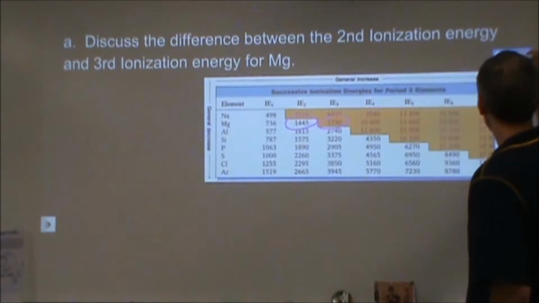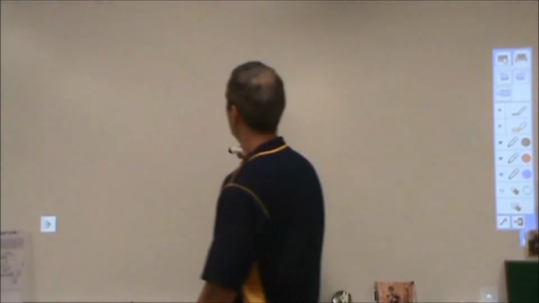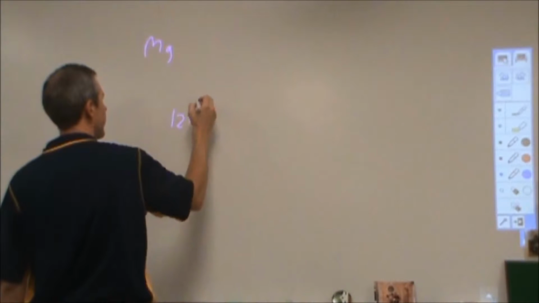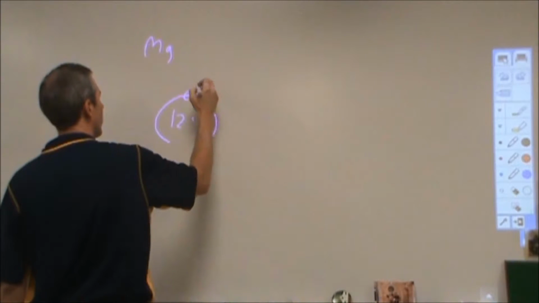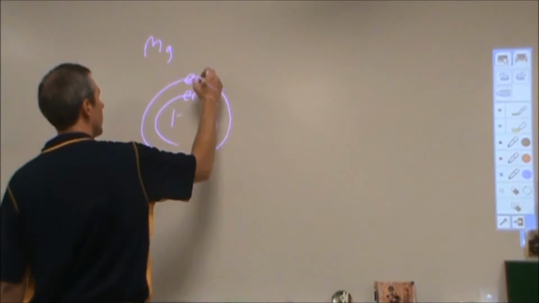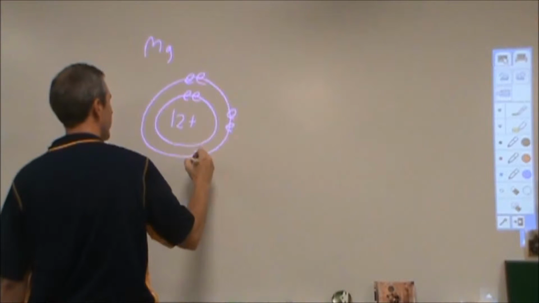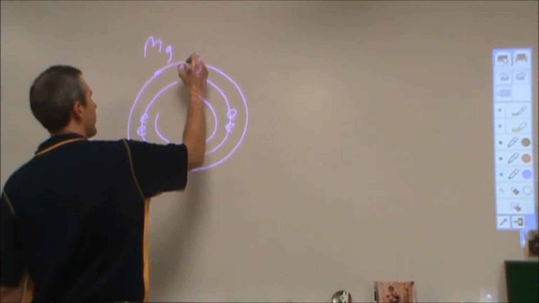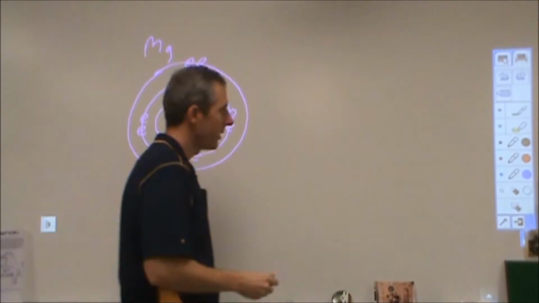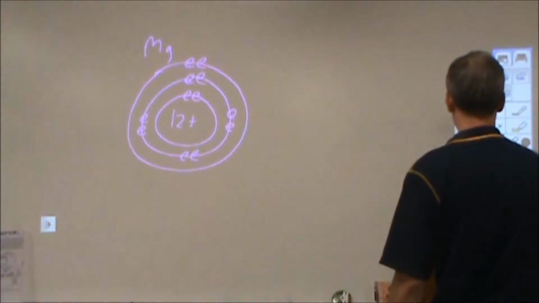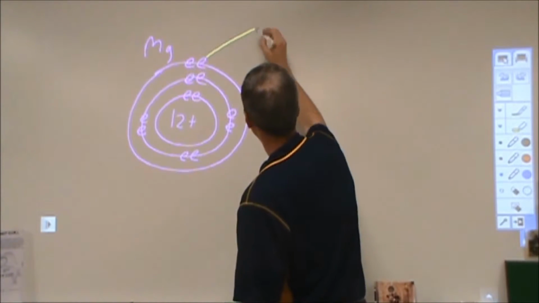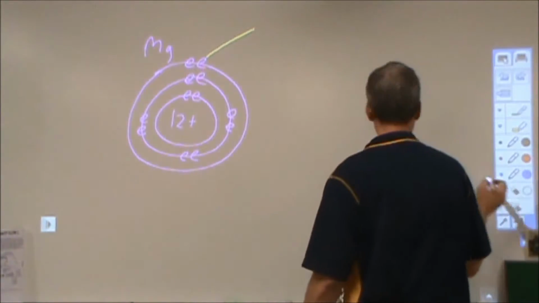An easy way to look at this is to do Bohr models for magnesium. So that's 12 protons. We have our 1s2, our 2s2, 2p6, and our 3s2. Then we start to analyze what's going on as we remove electrons. If we come along and remove an electron, the first one is relatively simple. Actually, let's scale these a little bit.